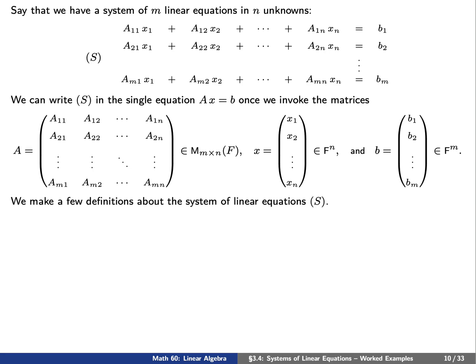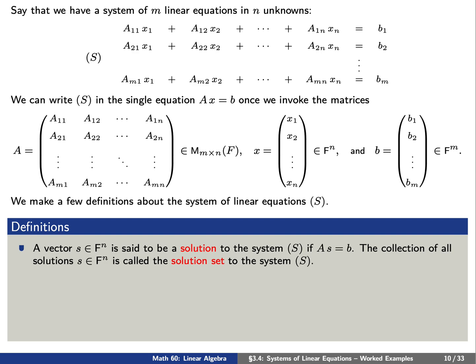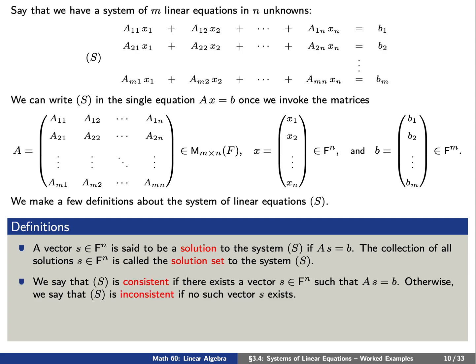We'd like to make some definitions about this system of linear equations, S. We'll say that a vector lowercase s is a solution if A times lowercase s equals b. The collection of all solutions lowercase s will just be called the solution set of our system. We'll say that our system is consistent if there exists a solution. Otherwise, we'll say that our system is inconsistent.